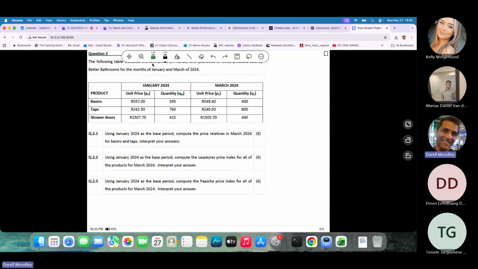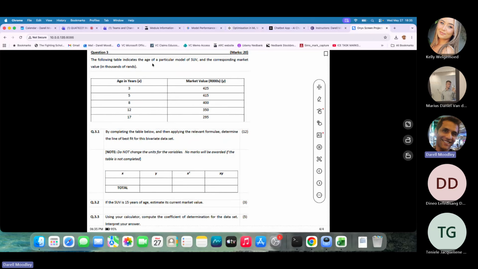to the next one. All right, so next question, question 3. Now, this question is about using regression. Obviously the question won't tell you which learning unit it belongs to, but you just need to be able to identify that. Keywords you look for are the line of best fit, coefficient of determination, correlation. Those words will indicate which section this question belongs to.